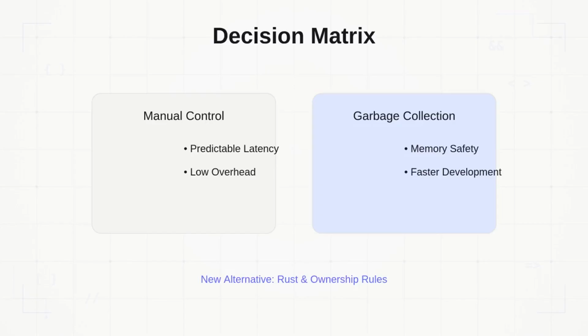Interestingly, languages like Rust are now offering a third path, using ownership rules to provide the safety of GC with the performance of manual management. The goal is no longer just about cleaning up. It's about choosing the level of control you're willing to handle.